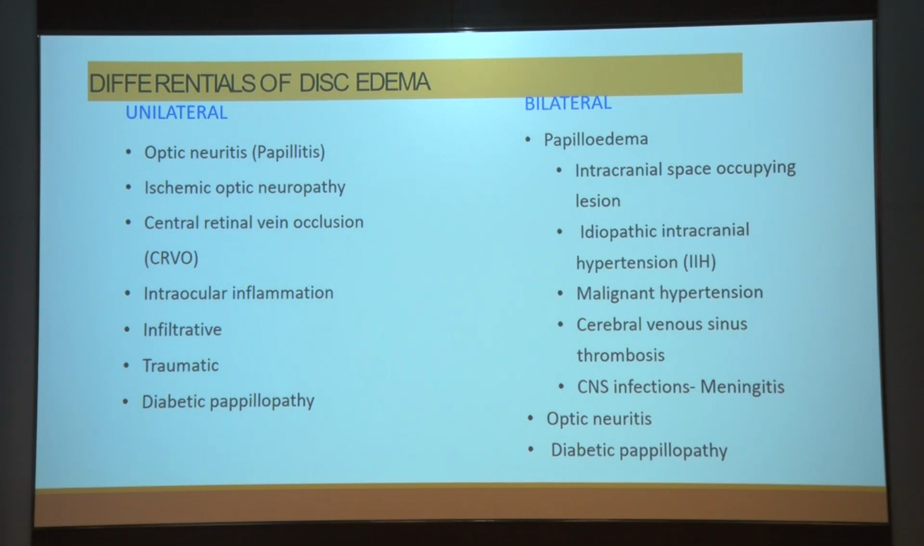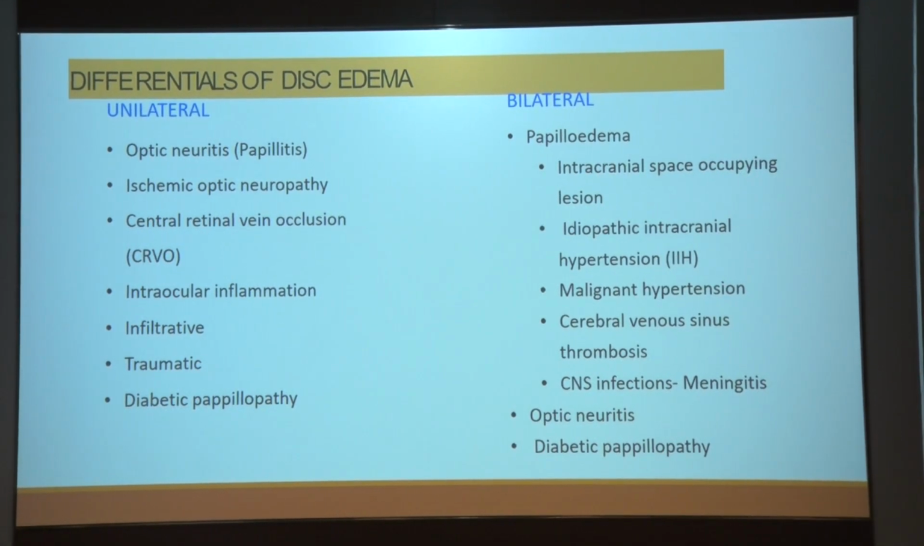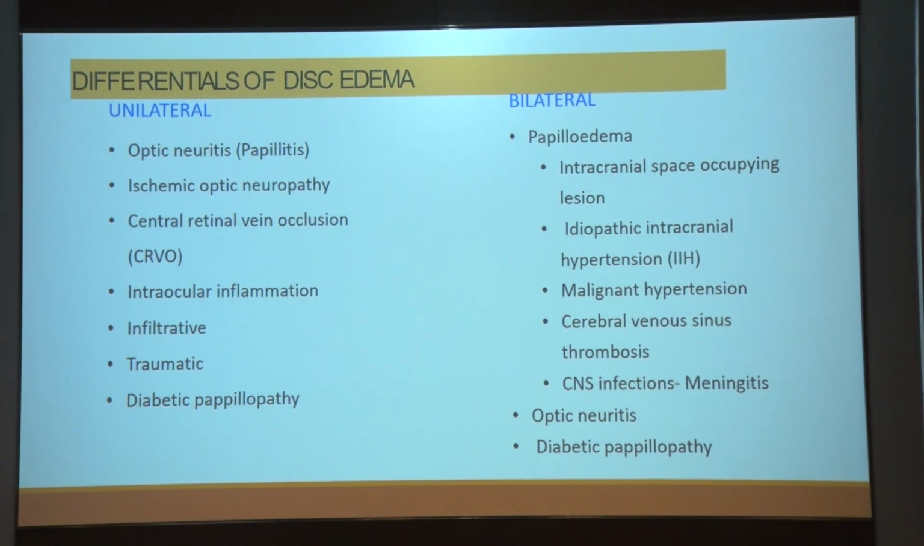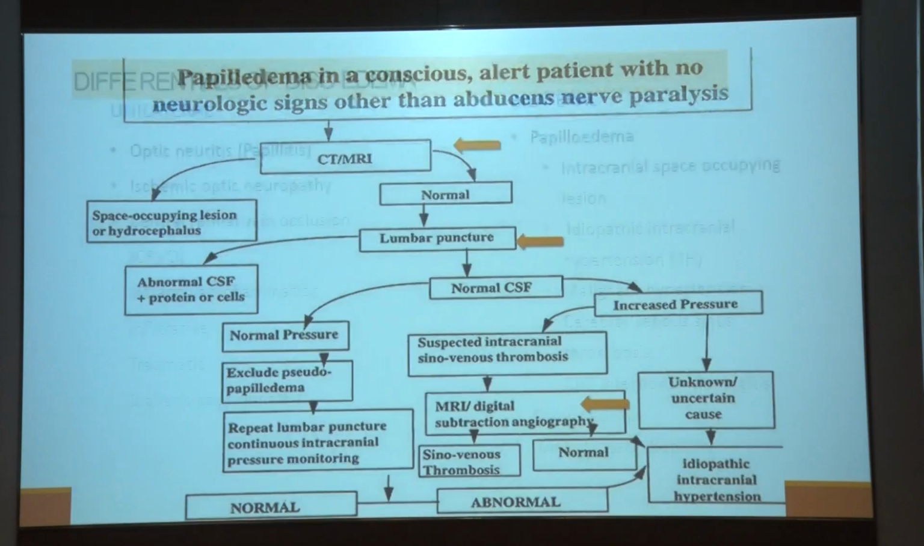Unilateral, the most important differentials are a papillitis, ischemic optic neuropathy, venous occlusions, intraocular inflammations, or infiltrative or traumatic causes sometimes. In bilateral, papilledema. Now there are several causes of papilledema that you should rule out. Intracranial space occupying lesion is the most important thing that you should rule out. Then venous sinus thrombosis, malignant hypertension due to raised blood pressures. And if everything comes out to be normal, then probably it's a case of idiopathic intracranial hypertension. Sometimes diabetic papillopathy can also have bilateral blurred disc margins.